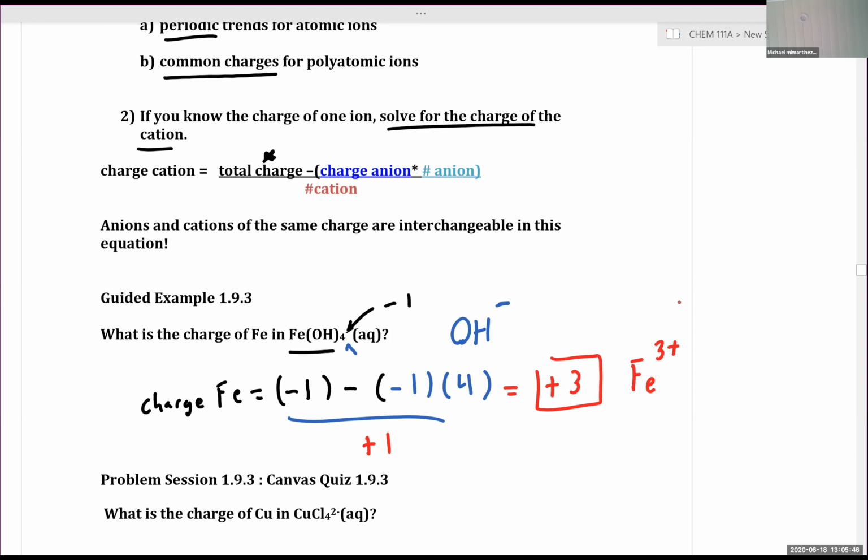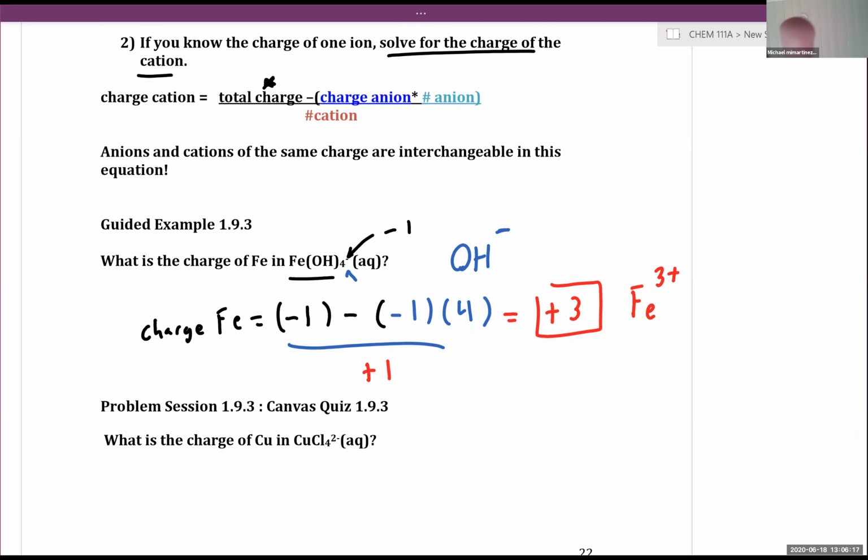Any questions on this example? The only thing that's new is for charged metal complexes, you have to account for the total charge of your complex. Any questions on this? Okay, so let's continue on then.